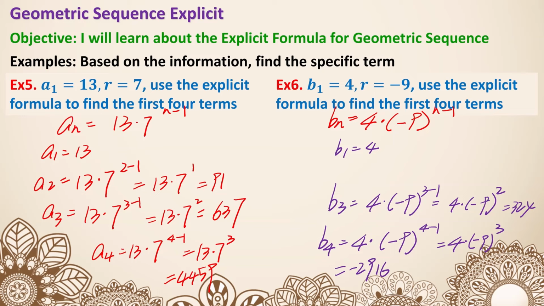So this is why you have to make sure the negative sign is inside the parentheses. You see, when it's a square, you actually get a positive answer. And when it was cube, you actually do get a negative answer. Okay, b sub 2, 4 times negative 9 to the 2 minus 1, so it's 4 times negative 9. That is just negative 36. That's example 6.